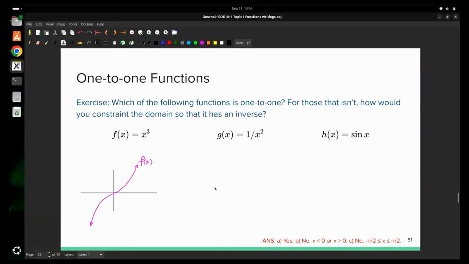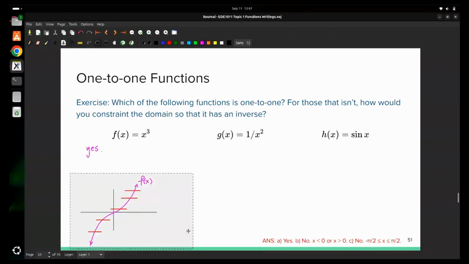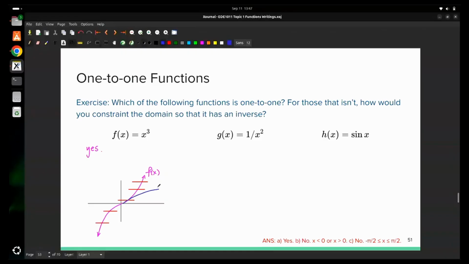The answer is yes, right? Because any horizontal line is going to intercept the function only once. So yes, it has an inverse, and in fact we can simply draw the inverse from here quite easily, right? The inverse is going to look something like that. So it's going to get reflected across the y equals x line, something like that. Okay, so this is my f inverse.